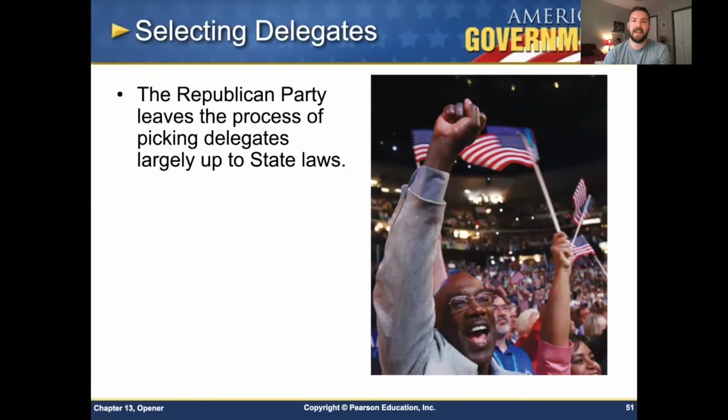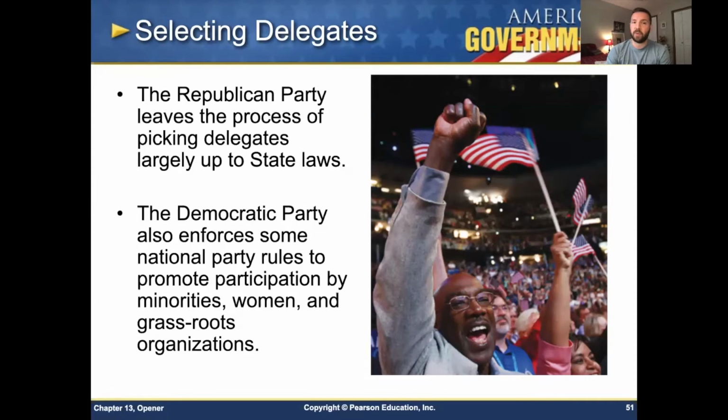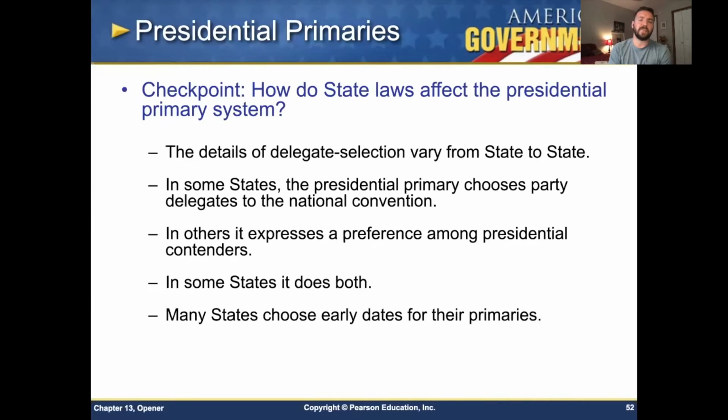So as far as selecting delegates, again, not to spend a ton of time here, the Republican Party leaves the process of picking delegates largely up to each state. The Democratic Party also enforces some national party rules to promote participation by minorities, women, and grassroots organizations. As far as the presidential primaries themselves, the details of the delegate selection process vary from state to state. Each state does things a little differently. In some states, the presidential primary chooses the party delegates to the national convention. In others, it expresses a preference among presidential contenders, and in most states, it does both.